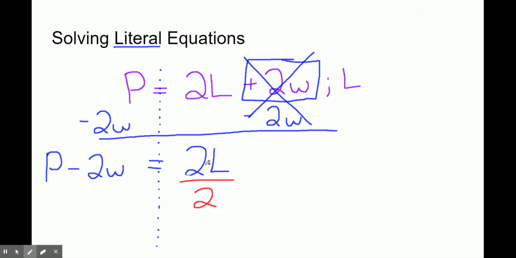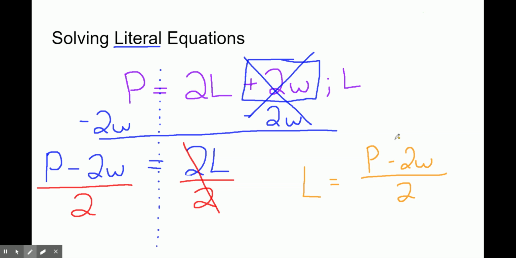And when we divide the right side, we also have to divide the left side of our equation, and we're going to divide that entire left side by 2. So on the right side, 2 divided by 2 is equal to 1, which leaves us with just L. And on the left side, we have P minus 2W divided by 2. So we're going to rewrite this equation out, and it would be L is equal to P minus 2W divided by 2. So this would be this equation solved out for the variable L.